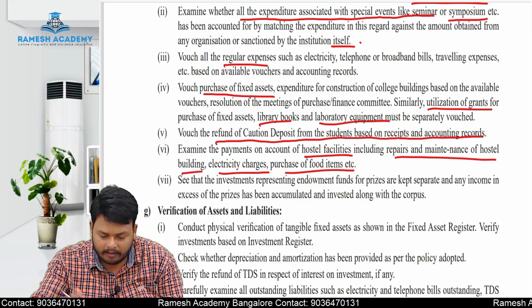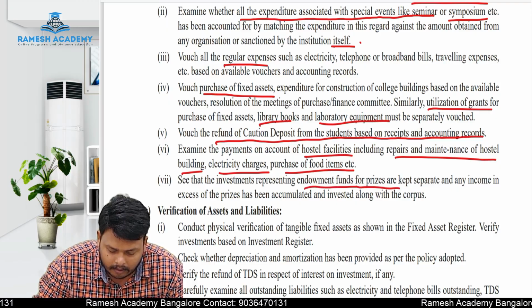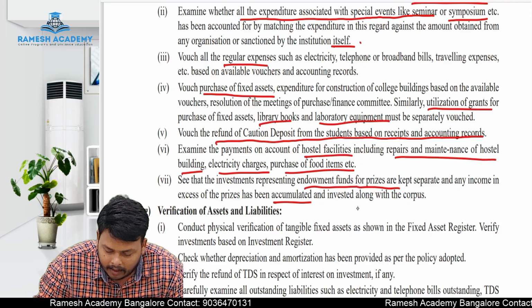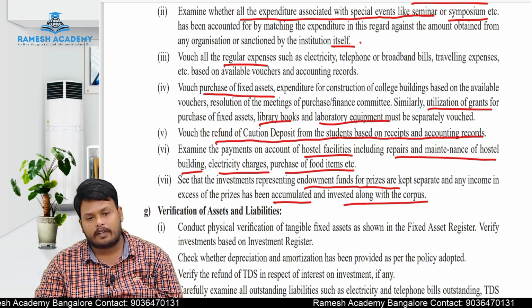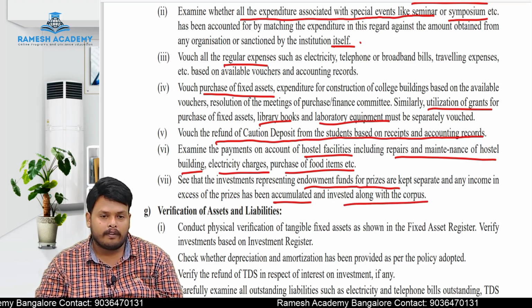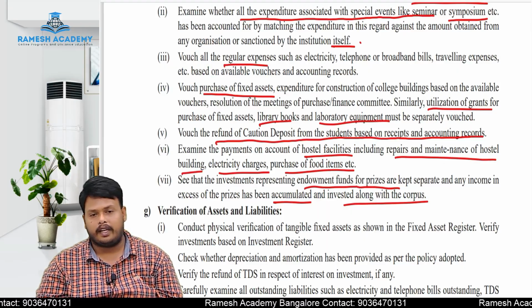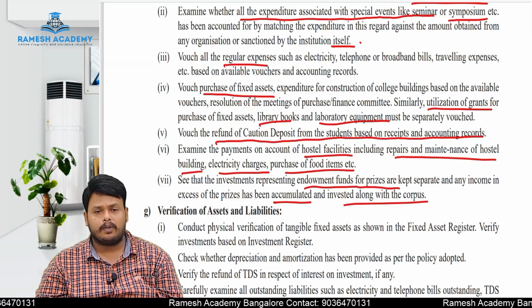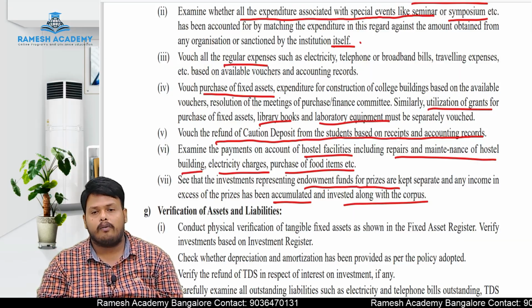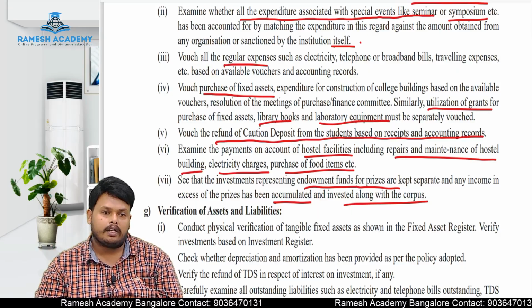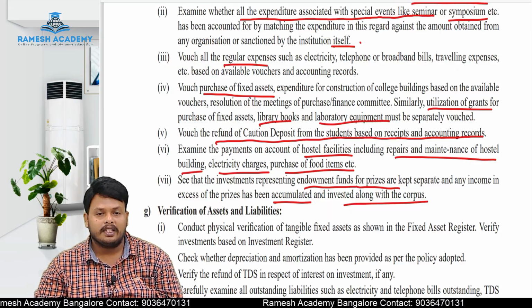See that investments representing endowment funds for prizes are kept separate. Any income in excess of the prizes should be accumulated and invested along with the corpus funds. Sometimes some people deposit endowment funds for special purposes. If there is any endowment fund for prizes, that fund must be utilized only for distribution of prizes, not for any other purpose. After distributing the prizes, if any excess fund is there, it should be invested along with that endowment fund, and the income generated out of that fund should be credited to that fund account only. It should not be used for general purposes.